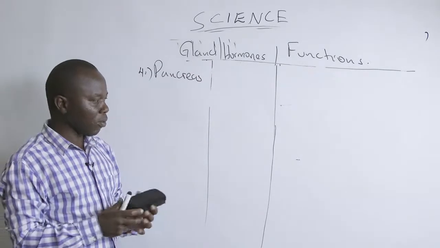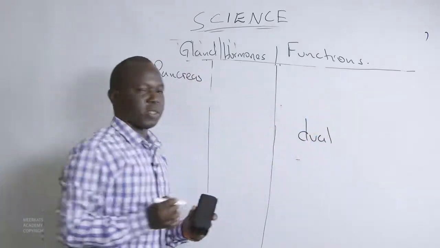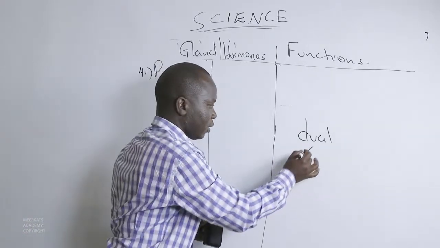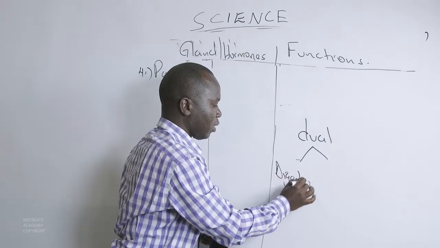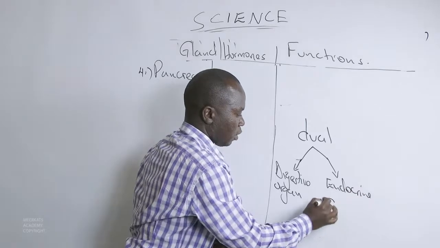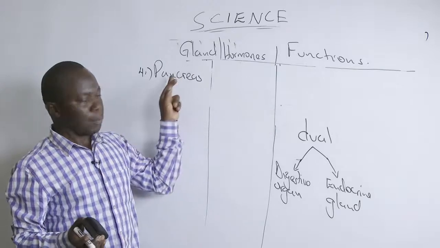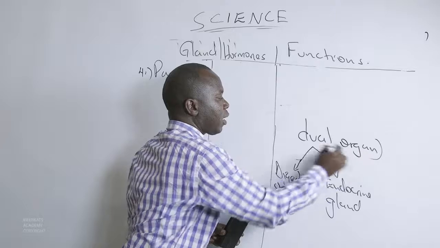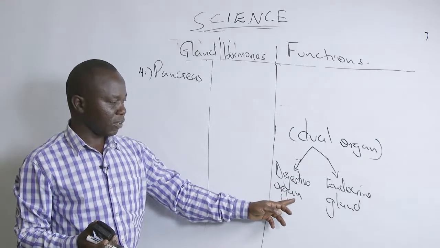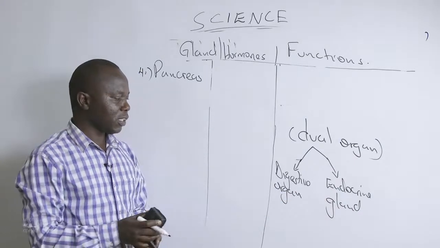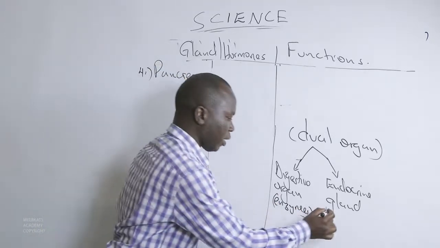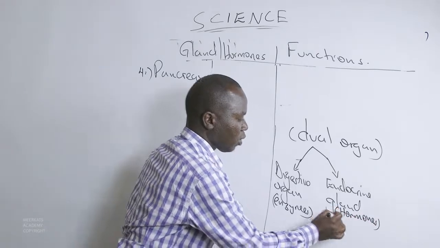So pancreas usually plays a dual role, two purposes, either as a digestive organ or as an endocrine gland. That's why we are referring to pancreas as a dual organ. So someone can ask you to briefly explain why the pancreas is a dual organ, because it is important in the digestive system, also in the endocrine system. In the digestive system, it releases enzymes. In the endocrine system, as an endocrine gland, it secretes hormones. We are going to look at those hormones.